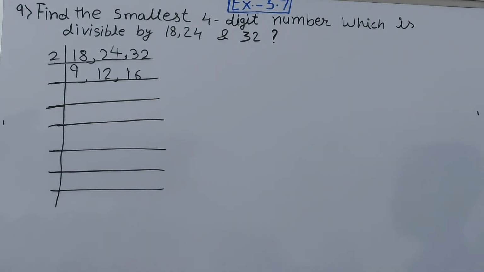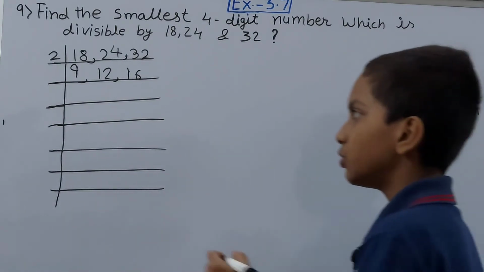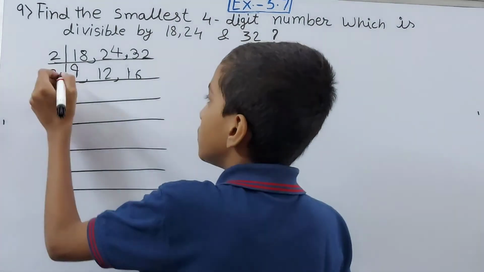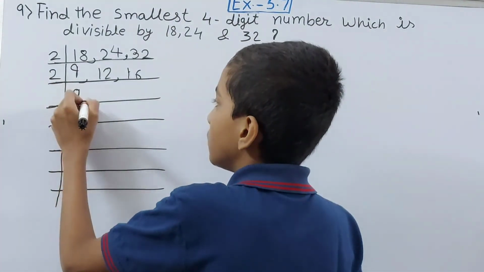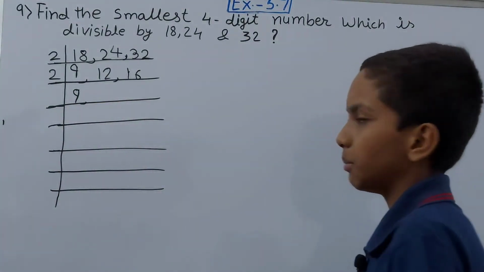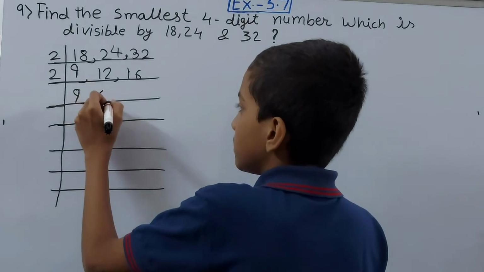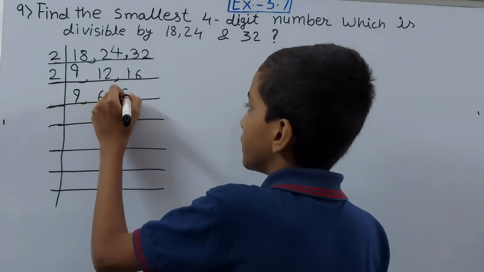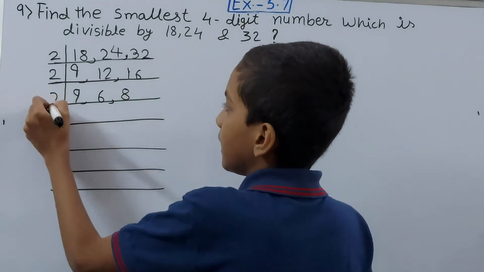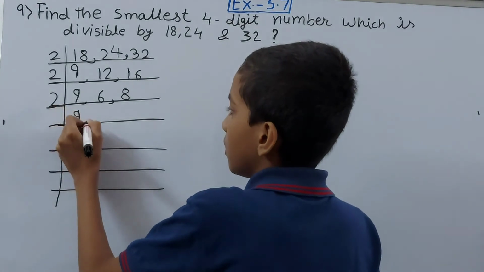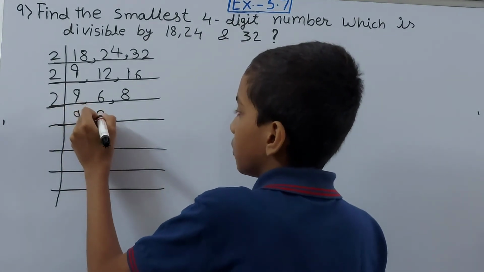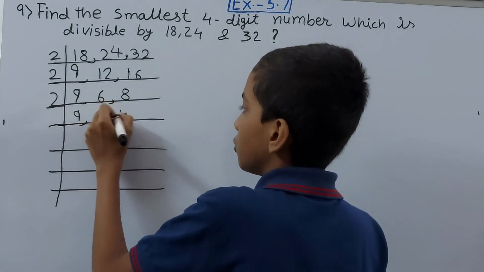So friends, again we are going to take 2 here. So let's take 2. This will be 9 only because 9 does not come in the table of 2. 12 is here. So 12 goes 6 times and 16 goes 8 times. Again we are going to take 2. 6 goes 3 times and 8 goes 4 times.